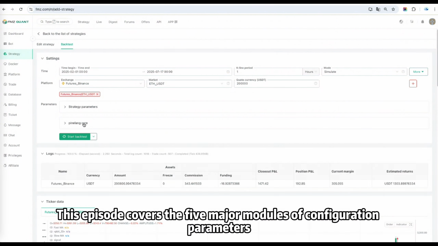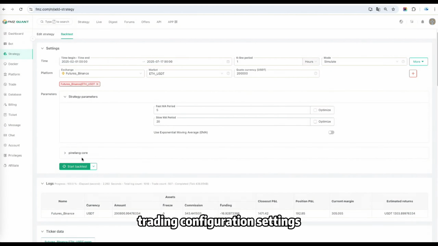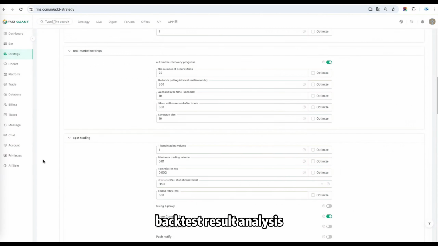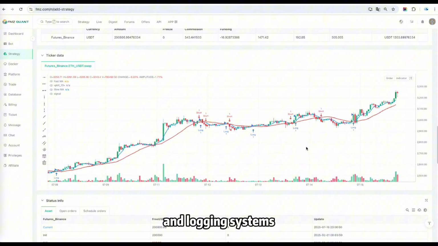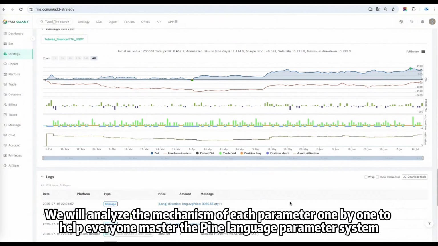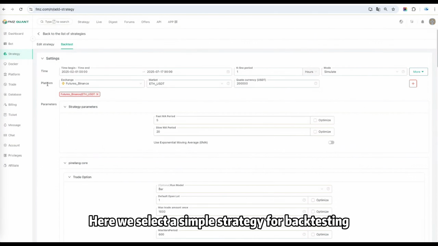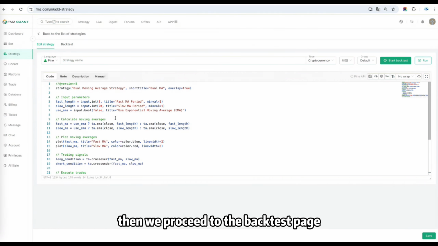This episode covers the 5 major modules of configuration parameters: strategy parameter settings, trading configuration settings, backtest result analysis, chart status monitoring, and logging systems. We will analyze the mechanism of each parameter one by one to help everyone master the Pine language parameter system. Here we select a simple strategy for backtesting. Then we proceed to the backtest page.